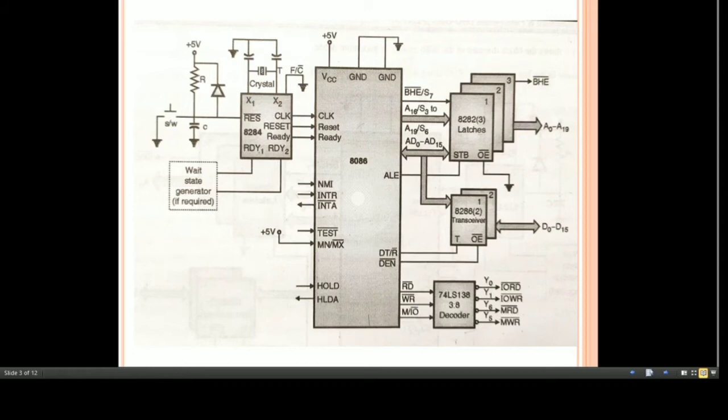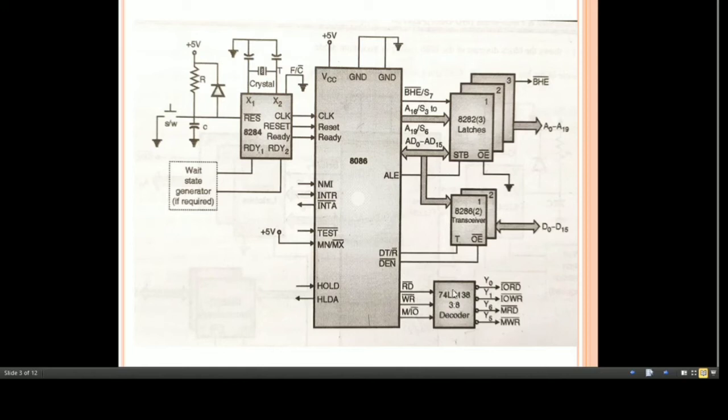Now the status on the lines M/IO bar, read bar and write bar will decide the type of operation. Type of operation means whether it is input output read or input output write, or it is memory read or it is memory write, and for that purpose here the decoder is used.